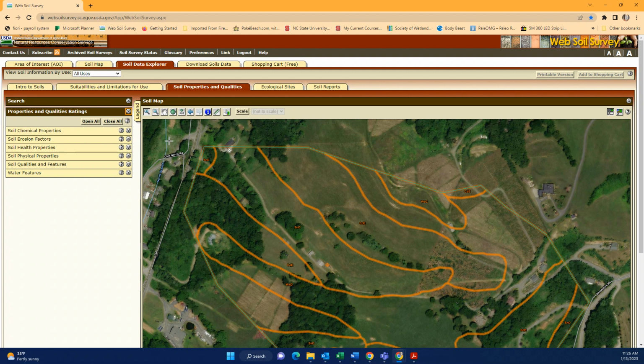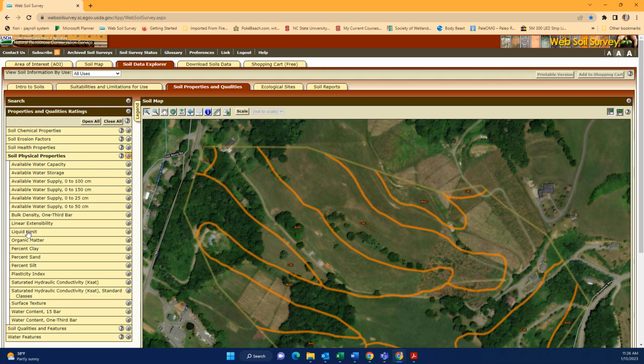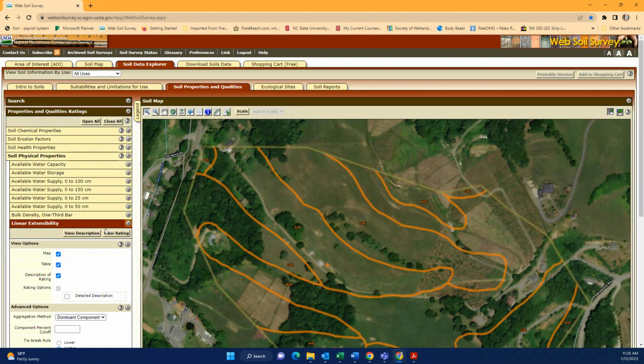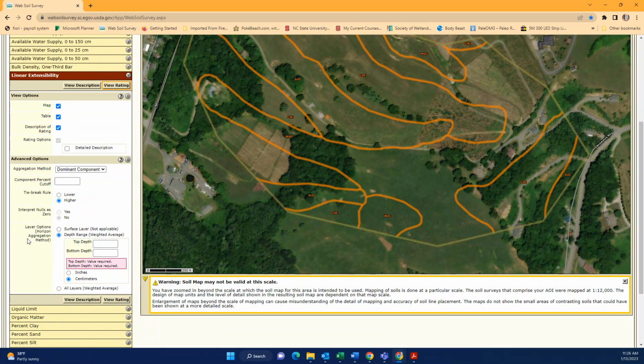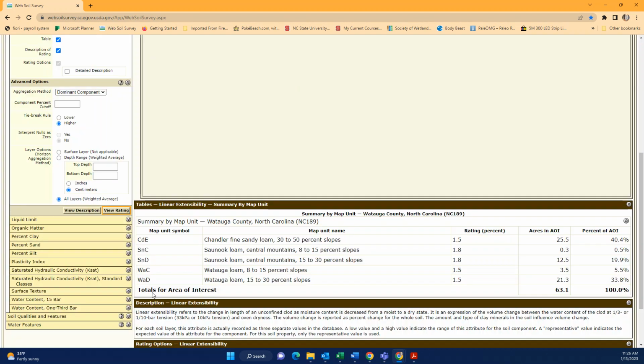And so this is where I'm going to find all the information that is listed on that soil concern chart. So if we look at our soil physical properties, one big thing that I want to look at for almost every site is linear extensibility. So if I open linear extensibility and I look at my view rating, it's going to pop me down here and ask how much of the soil do you want us to look at? Is there a certain depth? This will be looking at what depths of soils you're going to be looking for. I'm going to look at just all layers for now.